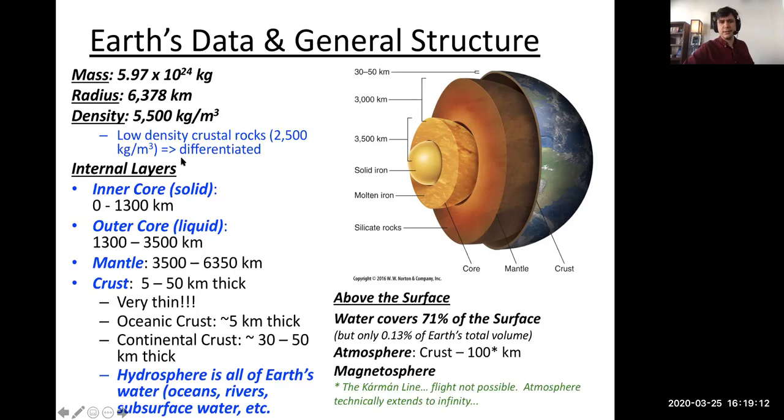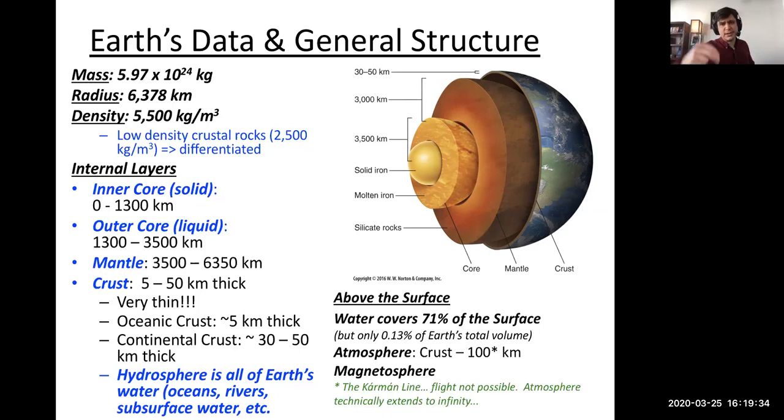The interior layers of the Earth. So let's start outside and move in. I've already talked about all the water on Earth. This is just collectively called the hydrosphere. It's the ocean, rivers, subsurface water, etc. Then we have the crust. So the ocean sits on the crust.